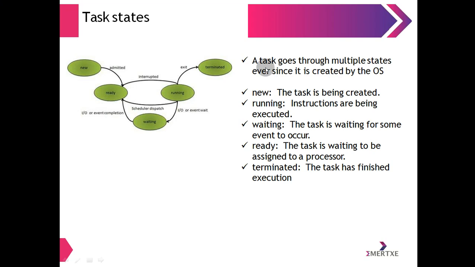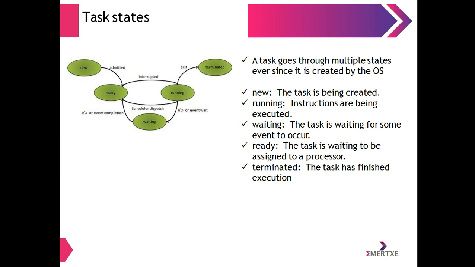So what I have described here has been written here also: a task goes through multiple states ever since it is created by the OS. New: the task is being created. Running: the instructions are being executed. Waiting: the task is waiting for some event to occur. Ready: the task is waiting to be assigned to a processor. Terminated: the task has finished execution. So these are the different kinds of task states.